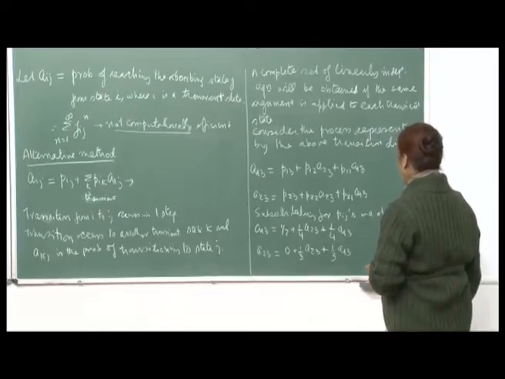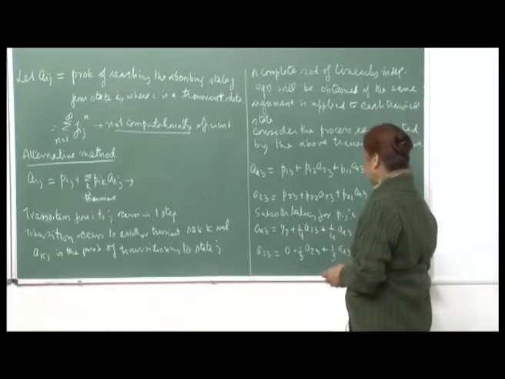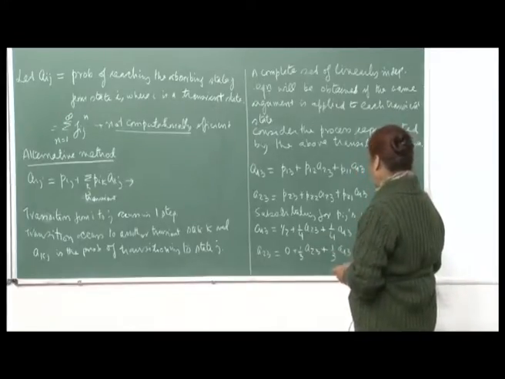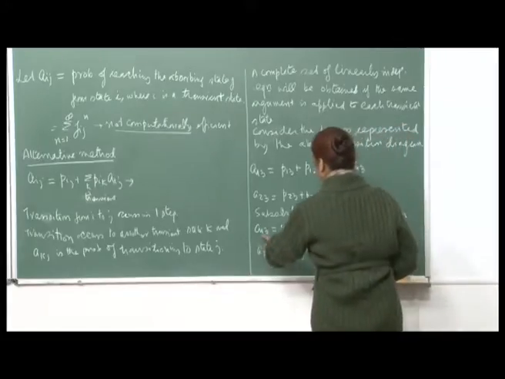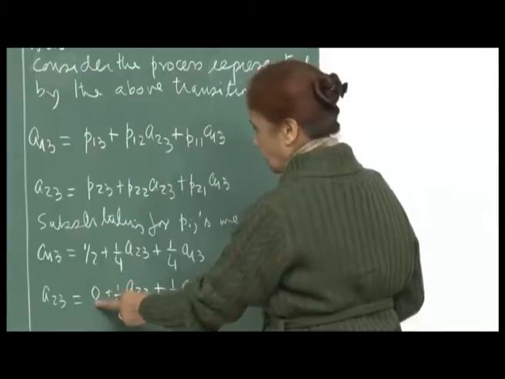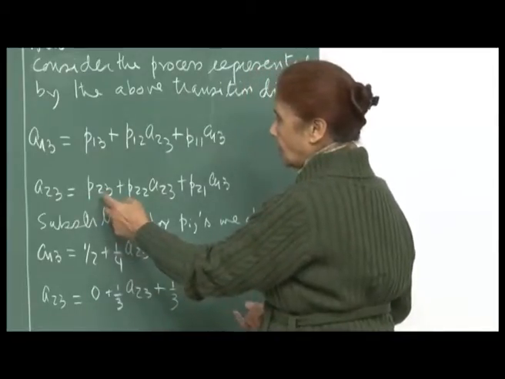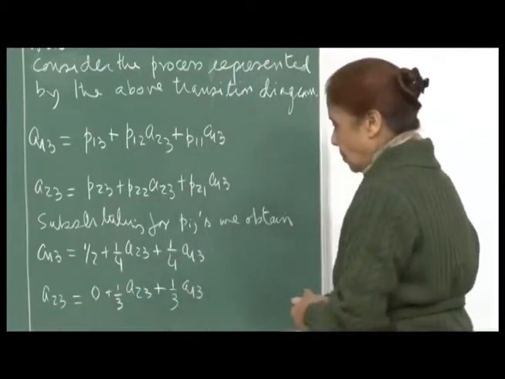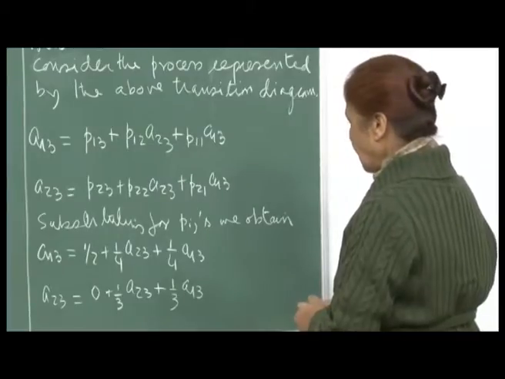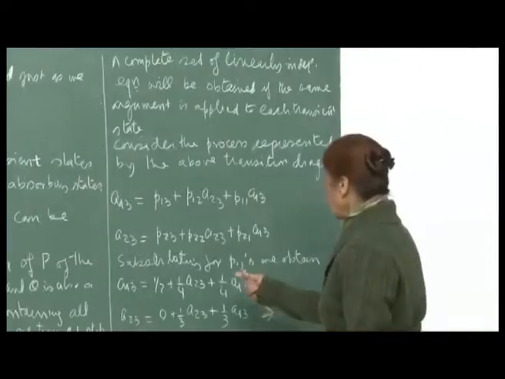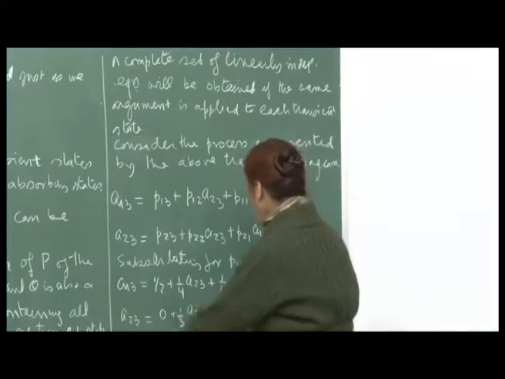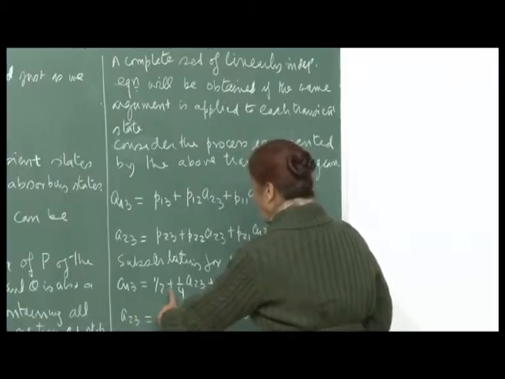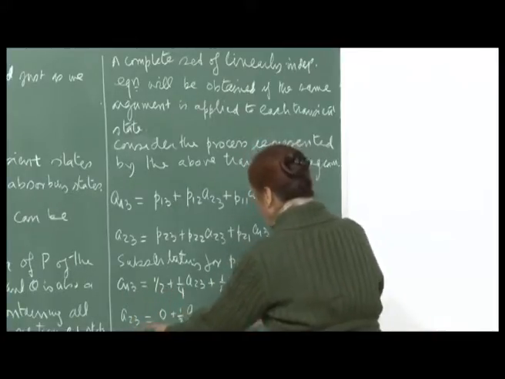Now, if you substitute for the Pij's, we obtain these two equations, and you can see that the variables are A13 and A23, because P23 is 0 as I said. There is no arc from 2 to 3. So, you have 2 unknowns and 2 equations, and we should be able to solve for A13 and A23 here. If you look at these equations, if you bring A13 here, it will be 3 by 4 A13 equal to half plus 1 by 4 A23, and here because this is 0.